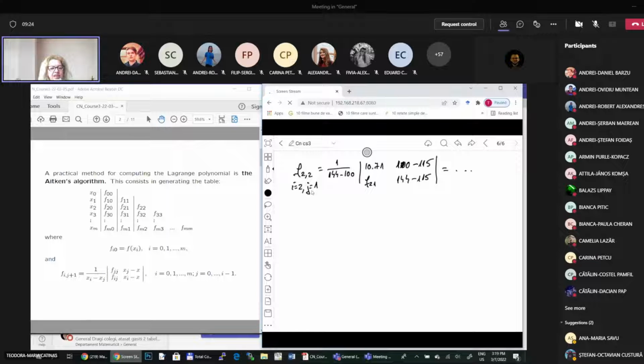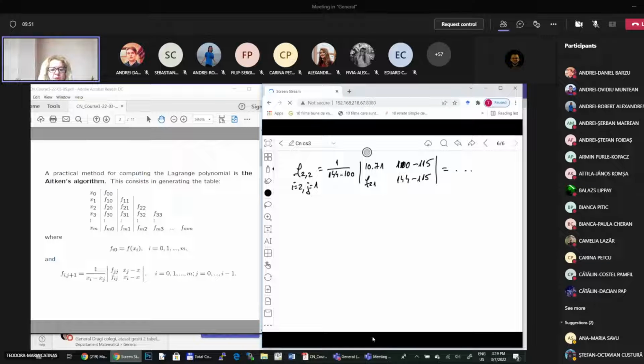You have to check if F22 minus F11 in absolute value is less than epsilon. If this is fulfilled, then F22 will be the approximation. If not, we will type the message to give more points, and you will give more points in order to continue.